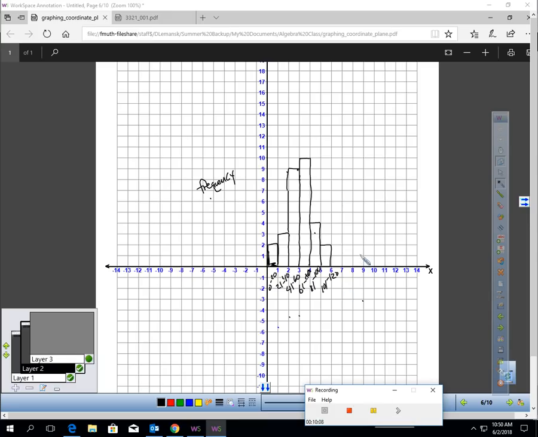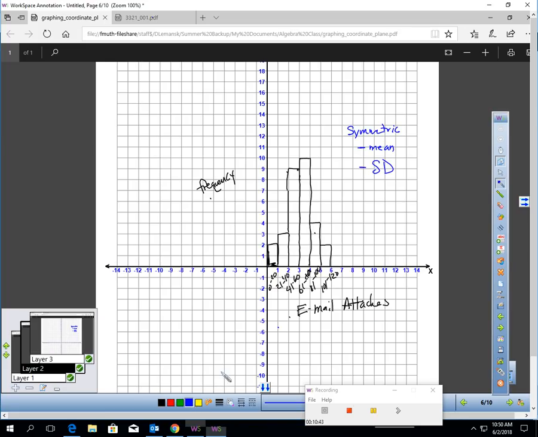And I'm back, and here is a histogram, and I should write in here my email attachments. Now remember, before you just start drawing, you have to double check. The most I had was 10 people that had attachments anywhere from 61 to 80. So I had to make sure my frequency could at least get up to 10. And there's my histogram.